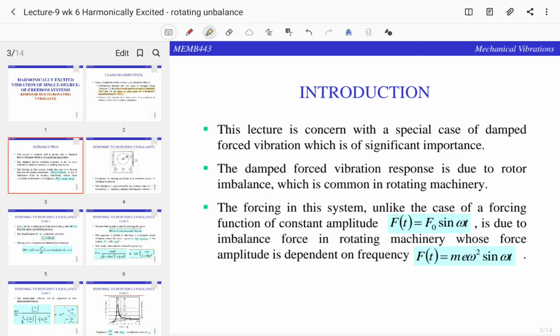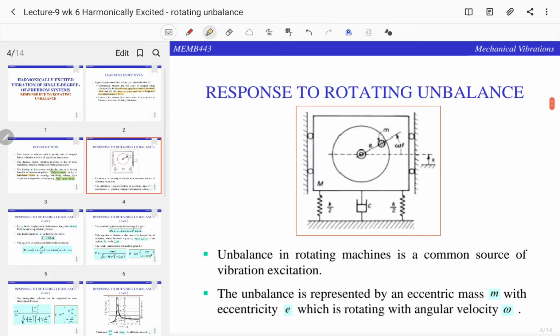So now instead of just having a constant force like the first case, F naught sine omega t, we have an imbalanced force basically from maybe an unbalanced rotor or mismatch of the shaft connection. So you actually have the force in terms of m e omega square sine omega t. So let us take a look at the model. How do you draw the model and how do you derive the equation of motion?